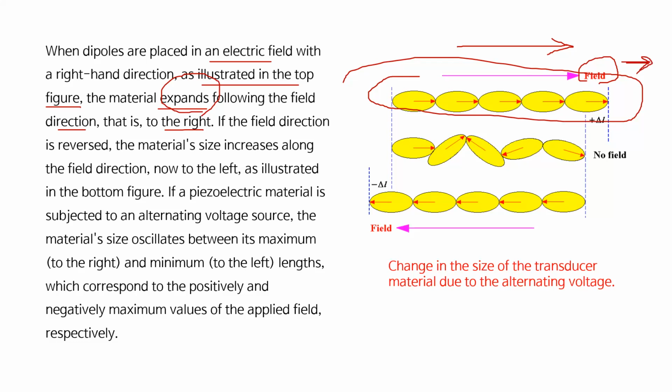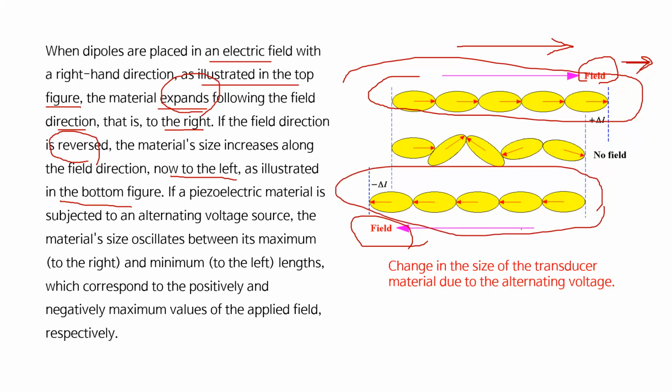If the field direction is reversed, now to the left, as illustrated in the bottom figure. If a piezoelectric material is subjected to an alternating voltage source, the material size oscillates between its maximum to the right and the minimum to the right lengths, which corresponds to positively and negatively maximum values of the applied field, respectively.